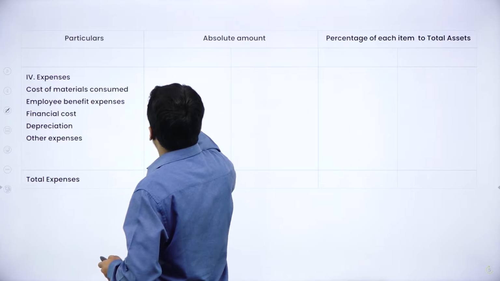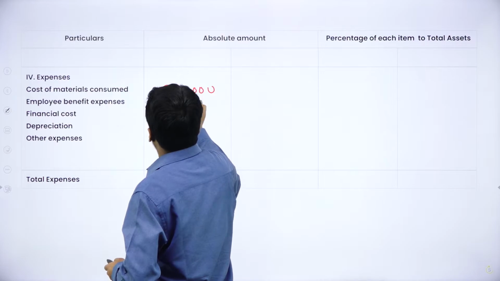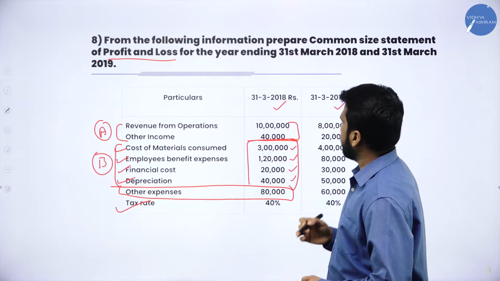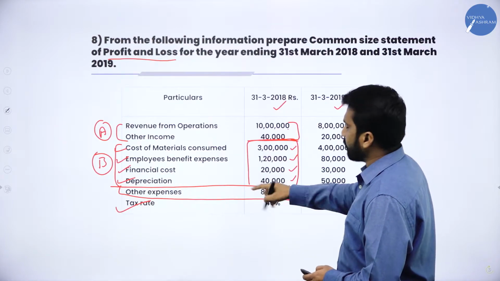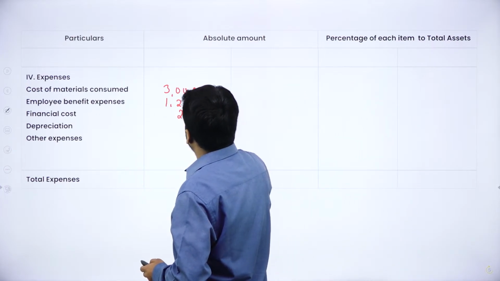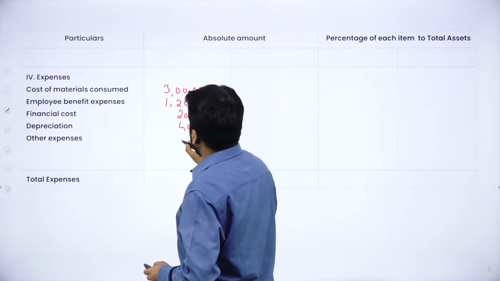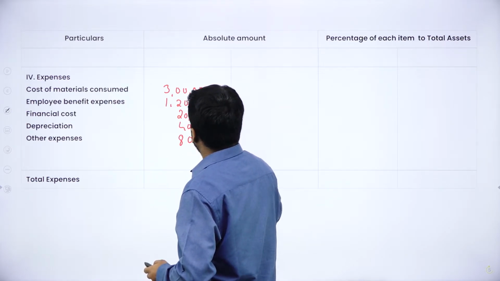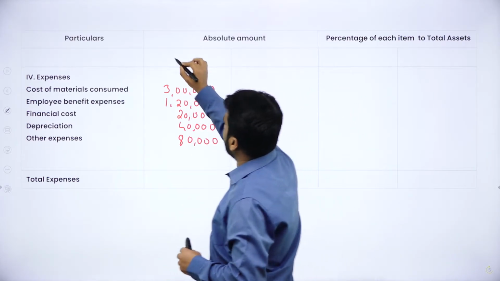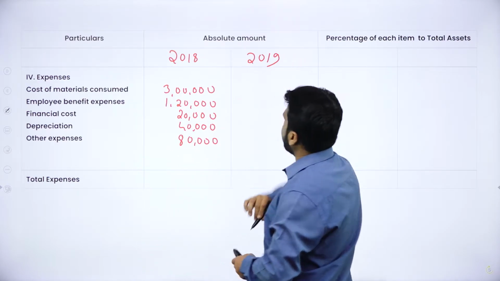3 lakh, 1,20,000. What about the balance? 20,000, 40,000, 80,000. These are the expenses given in the question. This is for 2018. We will do it for 2019 also.